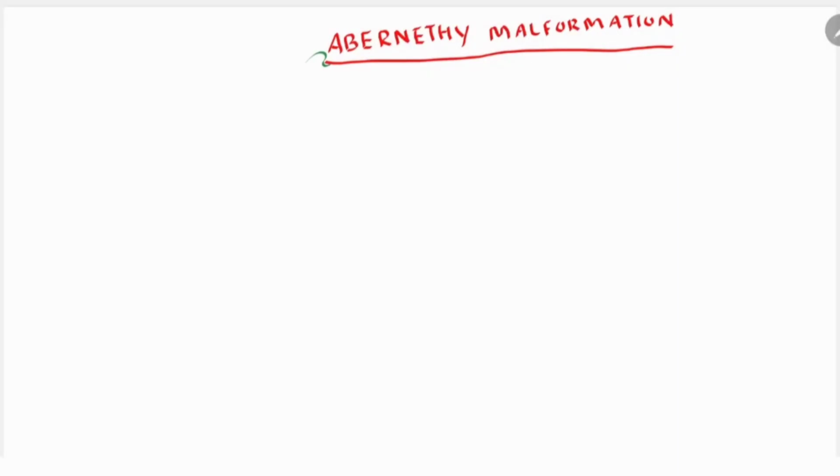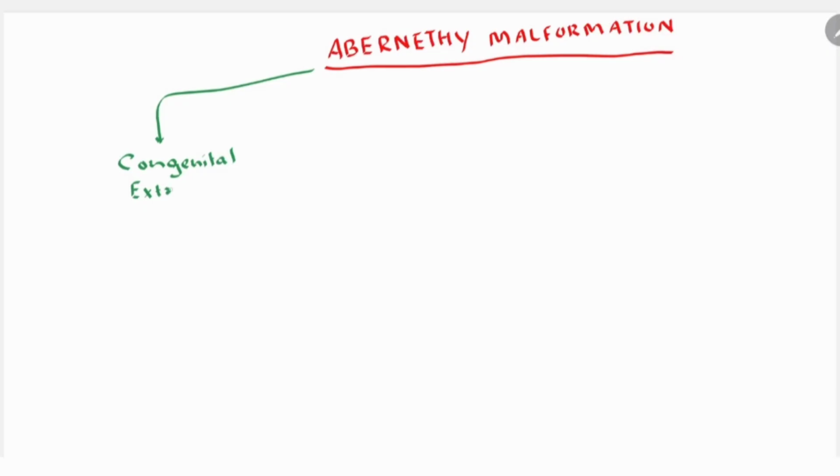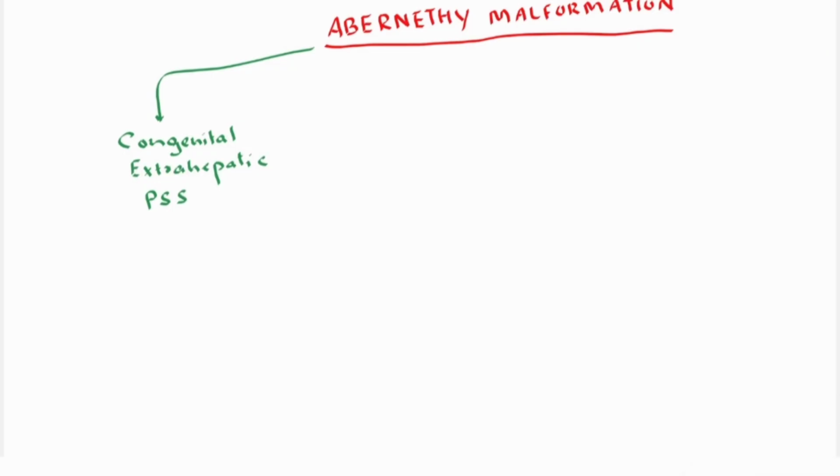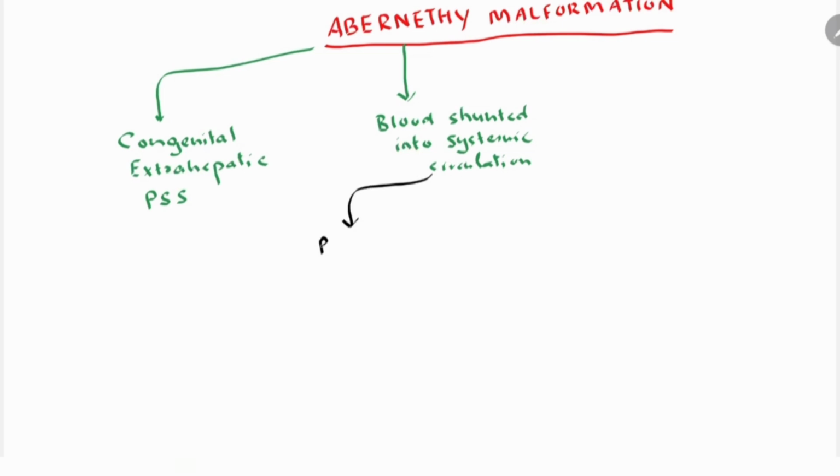So today's topic is Abernethy Malformation. So what is Abernethy Malformation? It's a congenital extrahepatic portosystemic shunt. In Abernethy Malformation, blood is shunted into systemic circulation either partially or completely via abnormal communication.